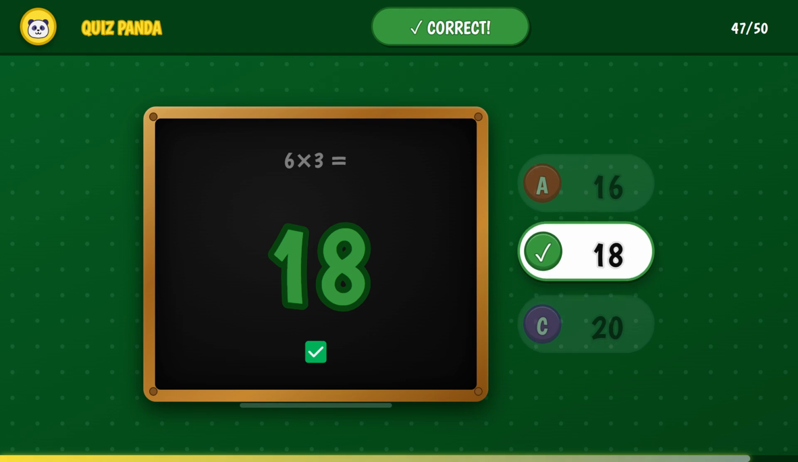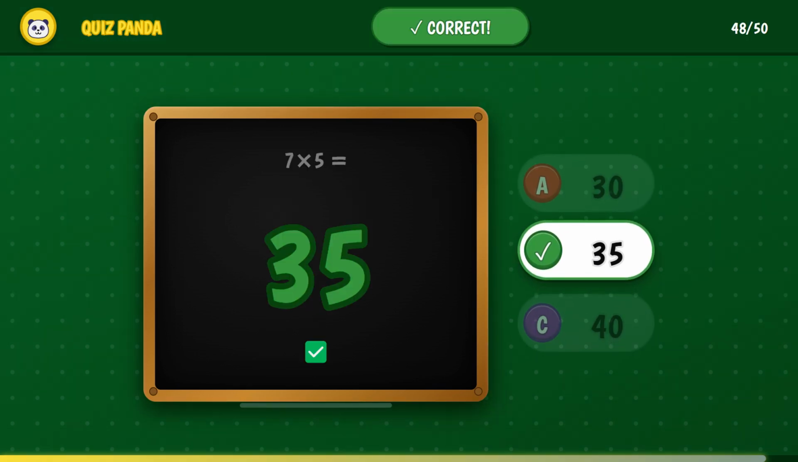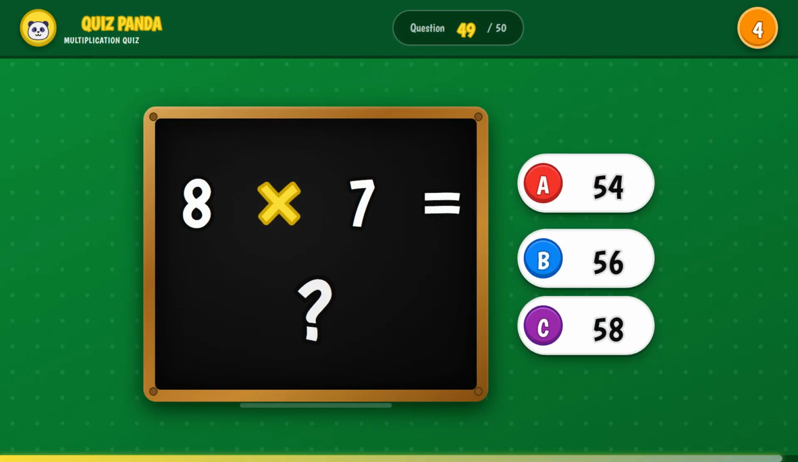The correct answer is B, 18. Question 48. What is 7 times 5? The correct answer is B, 35. Question 49. What is 8 times 7?